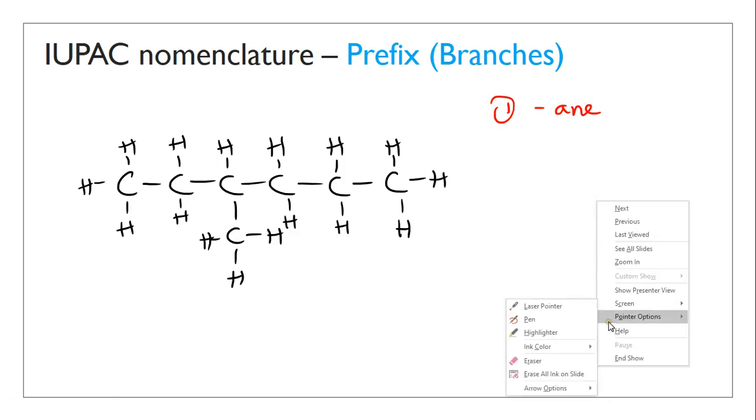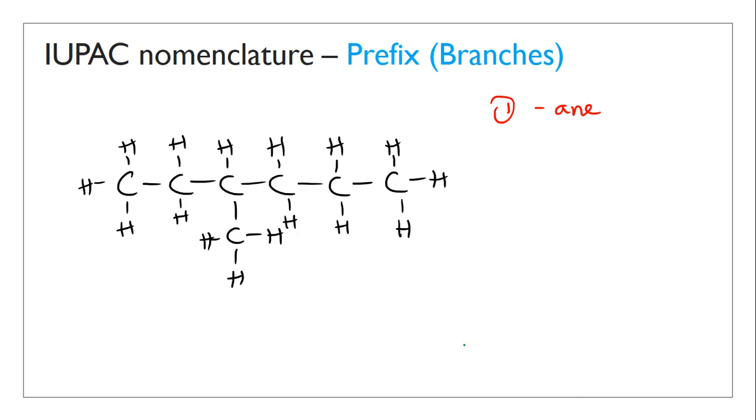Step 2 is to look at the stem. So you need to identify the longest continuous carbon chain. Now, it has to be continuous. You cannot go just 1, 2, 3, 4, 5, 6, 7. So there are 7 carbon atoms present in this molecule, but only 6 of them can form a continuous chain. You cannot form a continuous chain of 7 carbons.